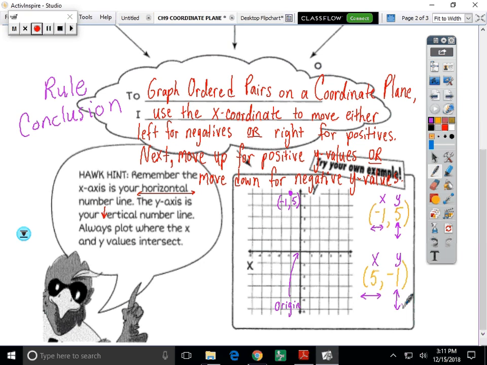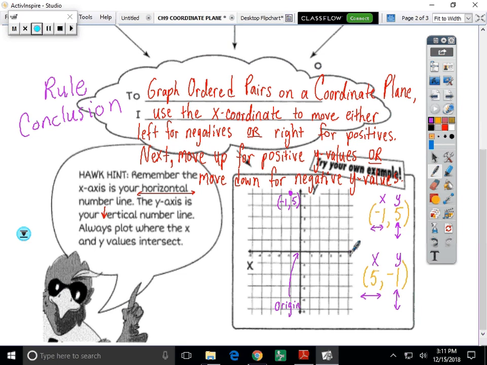Well, starting at the origin, we're always starting here at the origin, and it tells me to move +5 on the x-axis. Well, the x-axis runs horizontally. Which way would you move for positive numbers from 0? To the right. 1, 2, 3, 4, 5. Here we are. Don't put a point there yet because we have another location to move.